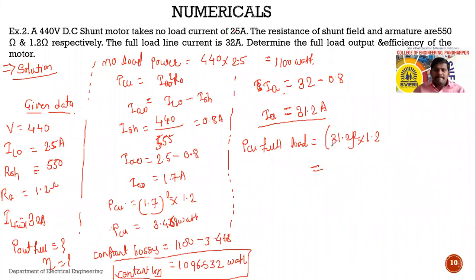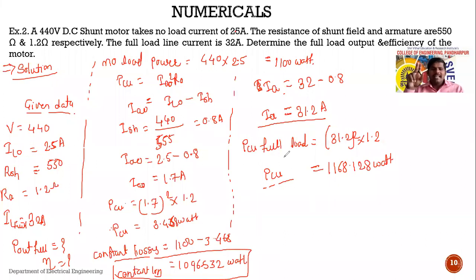किती येते? 1168.128, right? Yes, sir. Okay. Yes, we have calculated the copper loss at full load condition.